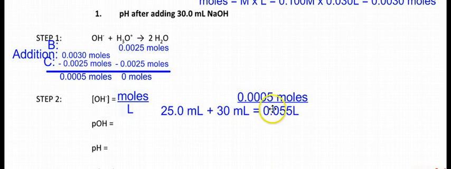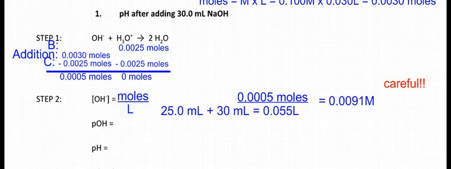So here's my moles of hydroxide this time. See that? And look at my volume. I'm now at 55 milliliters, which is 0.055 liters. I'm going to do the math, and I do this. And now notice what I'm going to write here. Careful, careful. So when I take the negative log, what am I finding? Did you say pOH? That is correct. So pOH is equal to 2.04. So what will pH equal? 11.96.